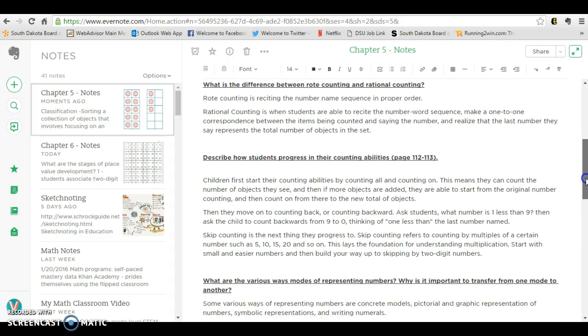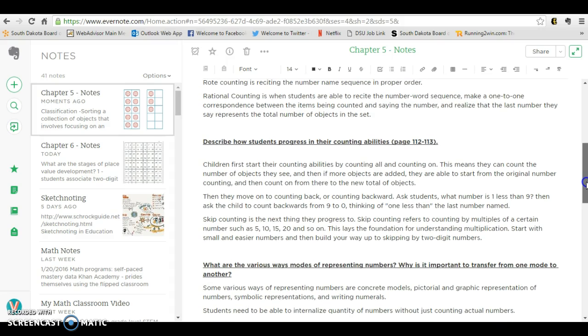Then describe how students progress in their counting abilities. So they first start by being able to count all and count on, and this means that they can count the number of objects and get a total number. And then if they are given more objects, then they can start with that total number and then count on from that number to get a new total. And then they move on to counting back or counting backwards.